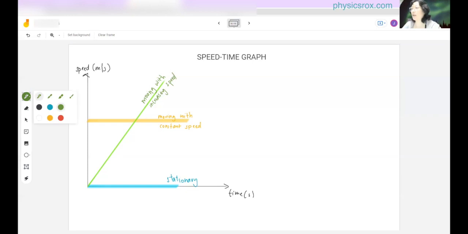If we have this kind of graph, what do you think? Correct. Yes, you are getting the hang of it already.